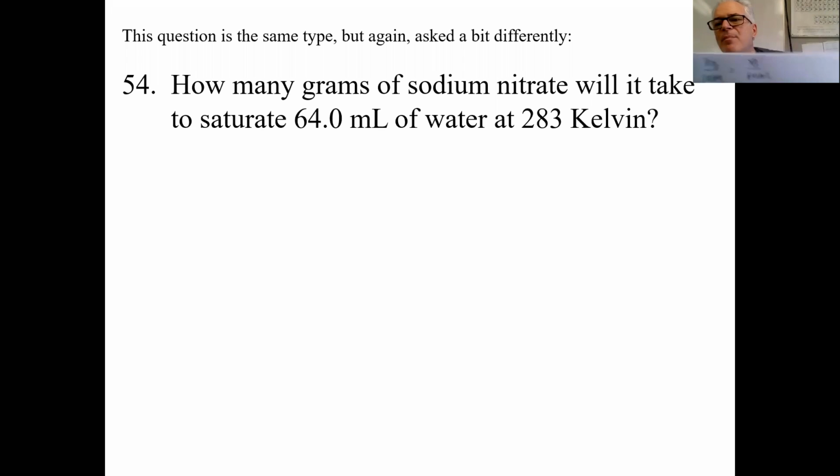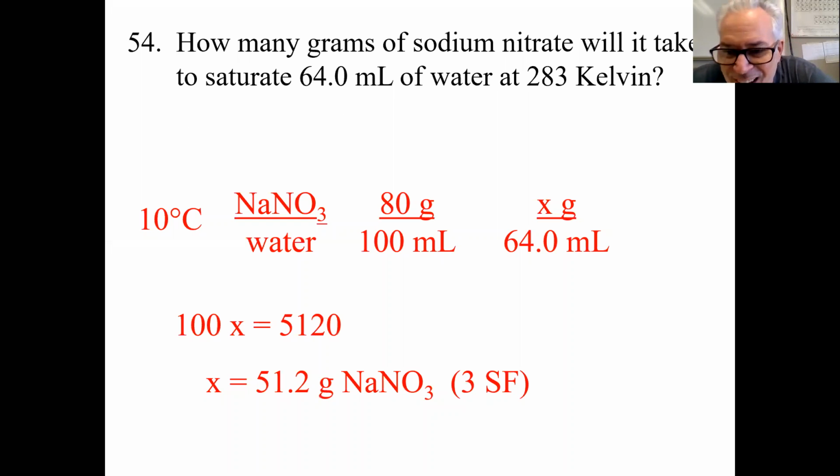Look how easy the setup is, right? We write the temperature, we write what we're looking at, sodium nitrate in water, and the table tells us 80 grams fits into 100 mLs, so how many grams fits in 64 mLs? Cross multiply. I don't have my equal sign again, oh my gosh. 100x is gonna equal 80 times 64, that's 5,120. So 51.2 grams of NaNO3 fits into this smaller solution.